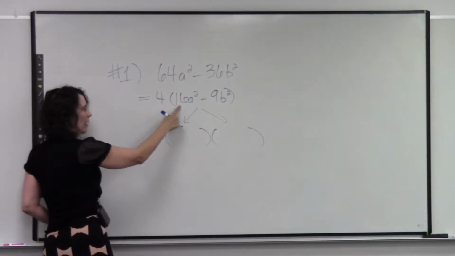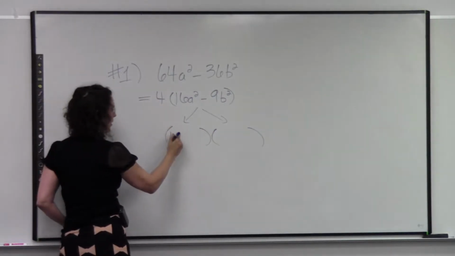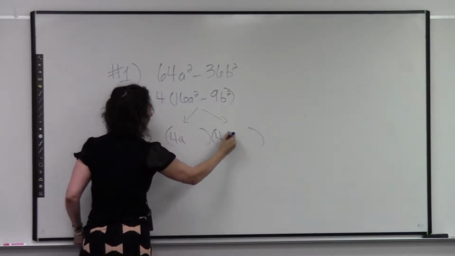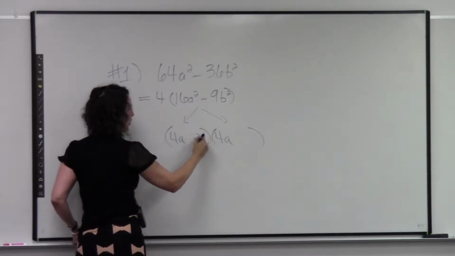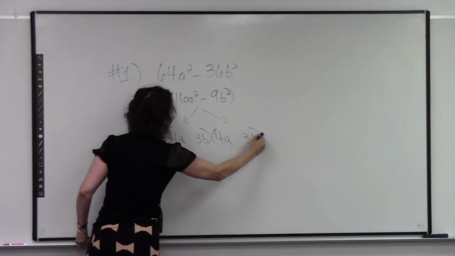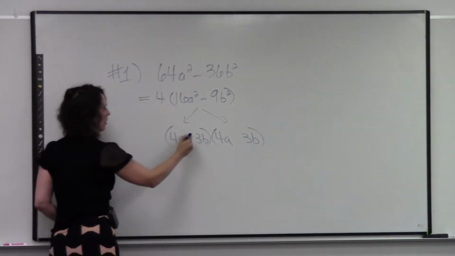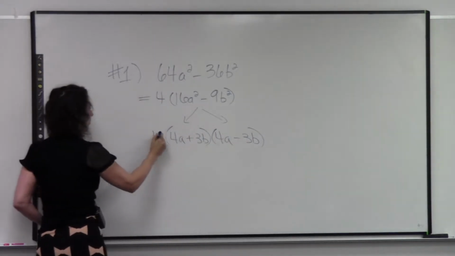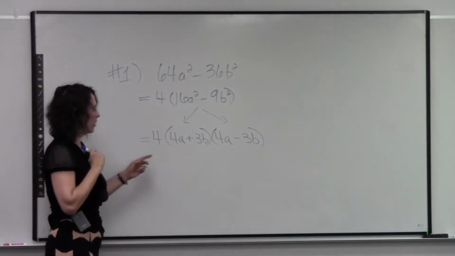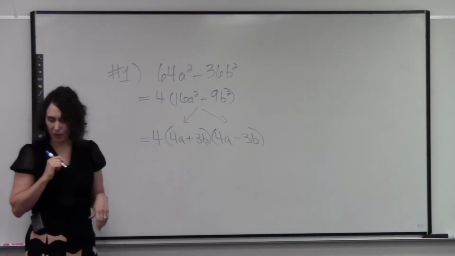So 4a times 4a would give me 16a squared. Yes. And then 3b and 3b. Tell me about the signs. One's positive, one's negative. Very good. And we have to keep the 4 out in front. All right, from there we've got it factored completely.